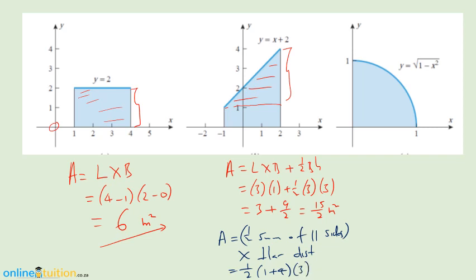2 minus 1 is 3. Let's see, 4 and 1 is 5. 50. Hey, 15 over 2 meters squared.